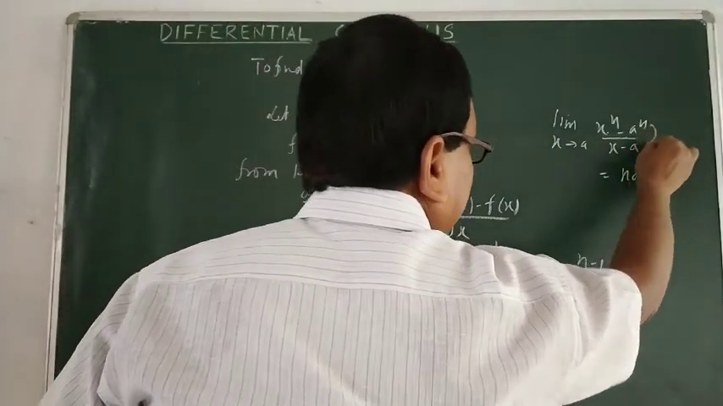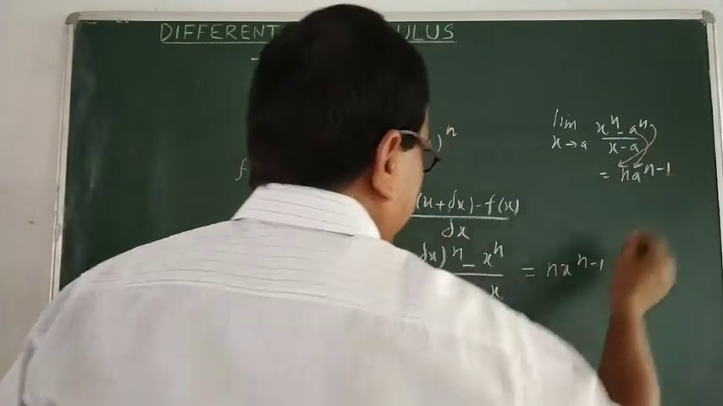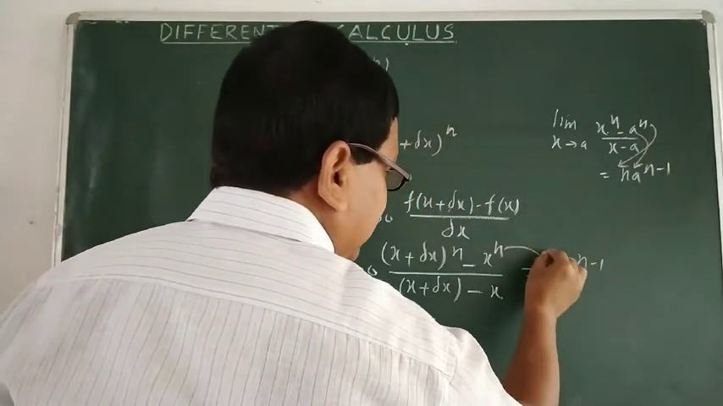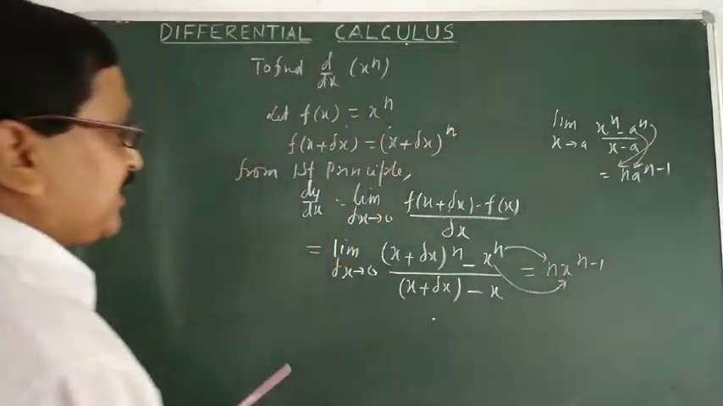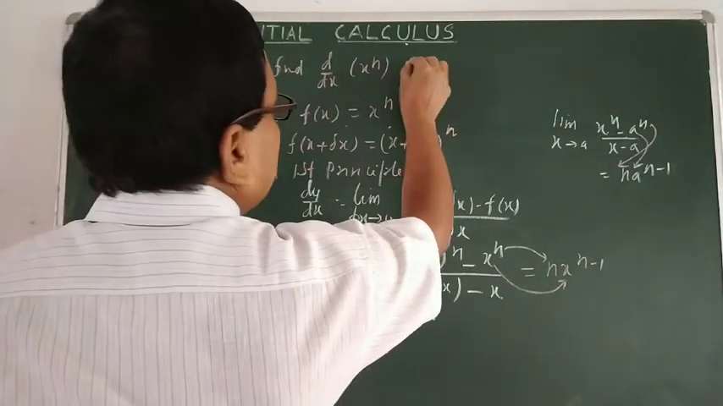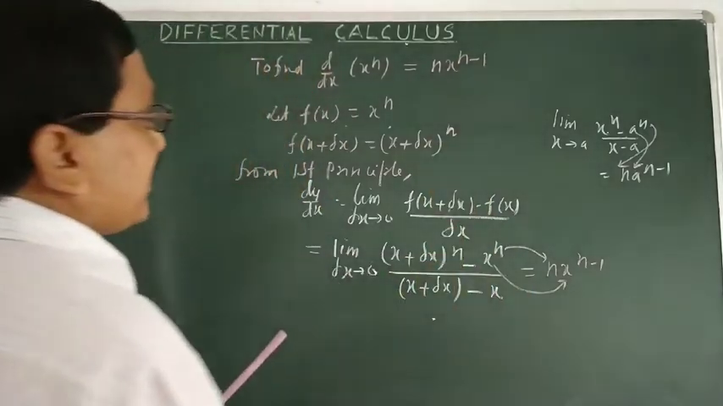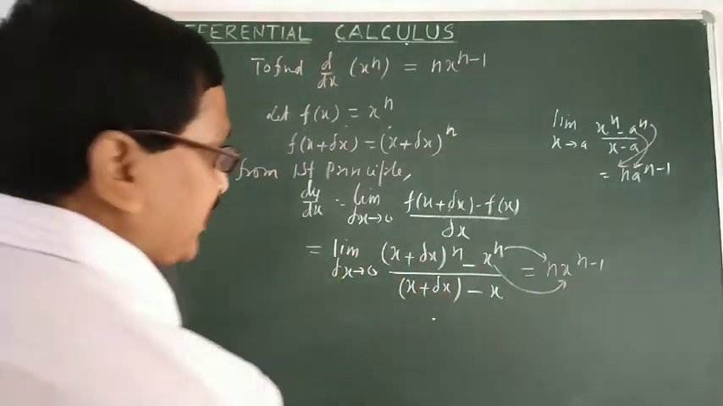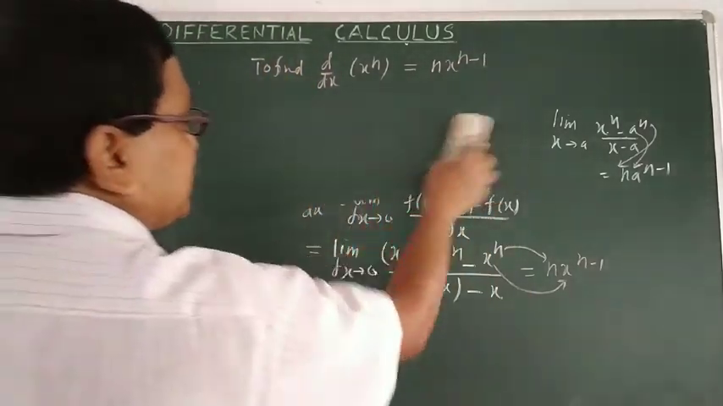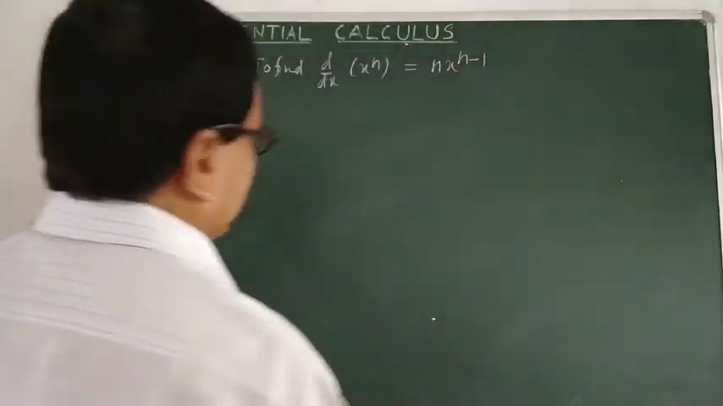So this is the formula for differentiation, n x^(n minus 1). n x^(n minus 1) is the differentiation of x^n. Now on the basis of this, you can answer various questions.